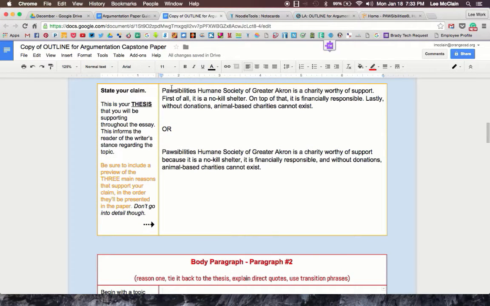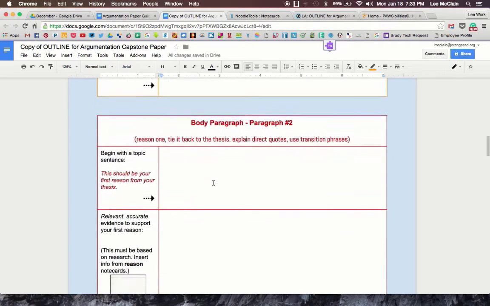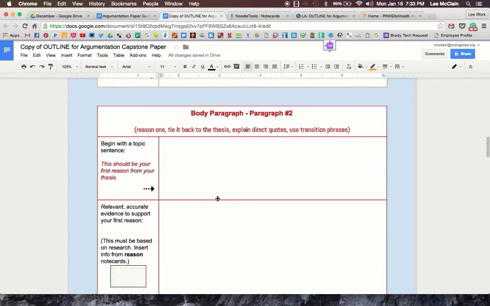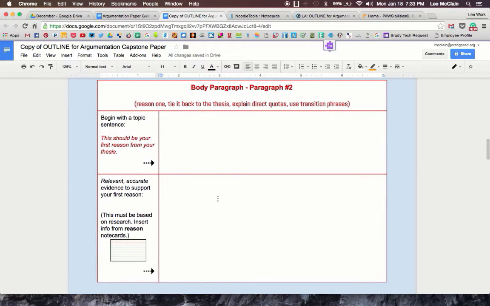And I still haven't decided if I'm using the first thesis statement or the second one. But either way, I listed it being a no-kill shelter as the first reason. So I need to go in order. So that needs to be what I put down here: the fact that my charity is a no-kill shelter.